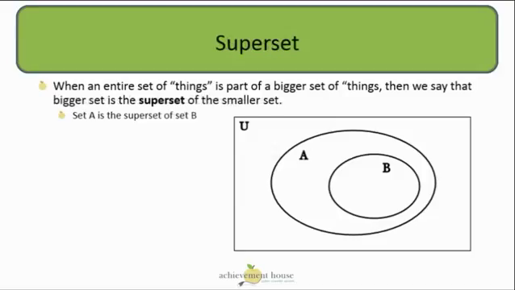And now the opposite, when an entire set of things is part of a bigger set of things, then we say that the bigger set is the superset of the smaller set. So, same scenario, now A is the superset of set B. So B is the subset, and A is the superset. In the example of different types of shapes, quadrilaterals would be the superset of parallelograms, and parallelograms would be the subset of quadrilaterals.